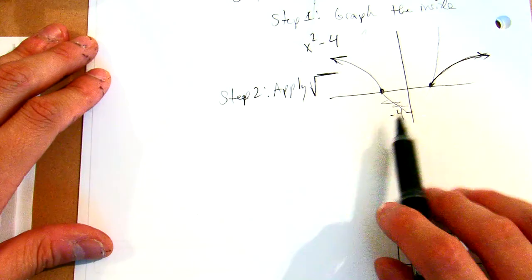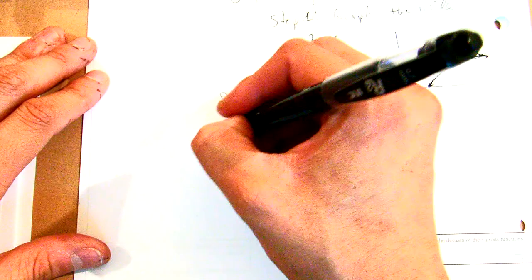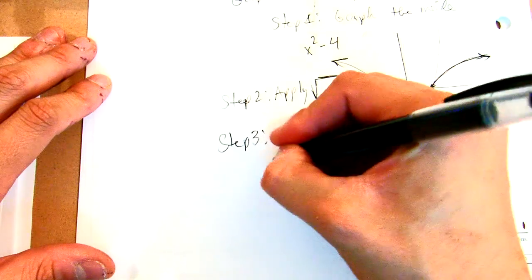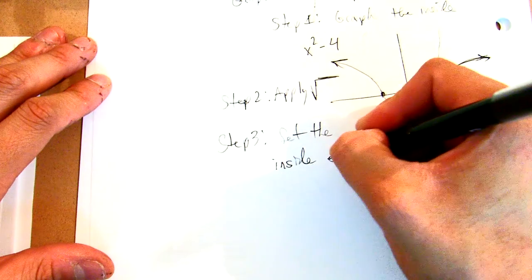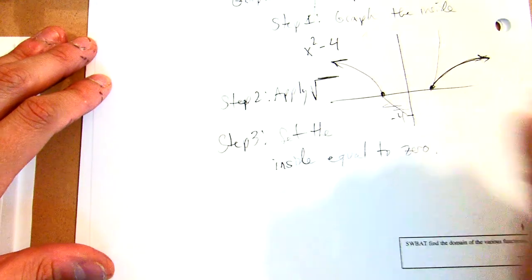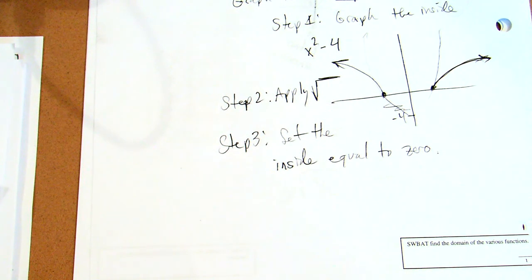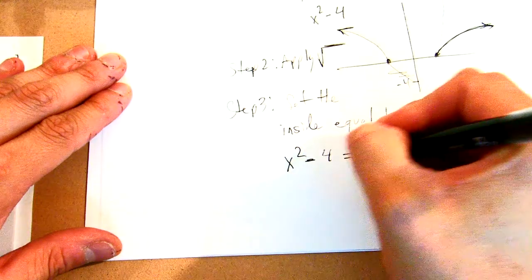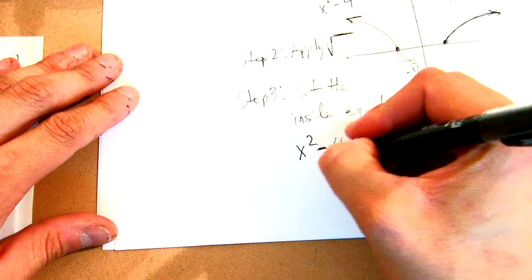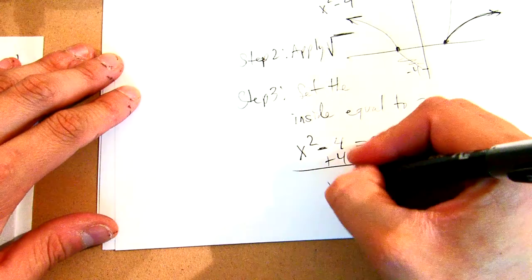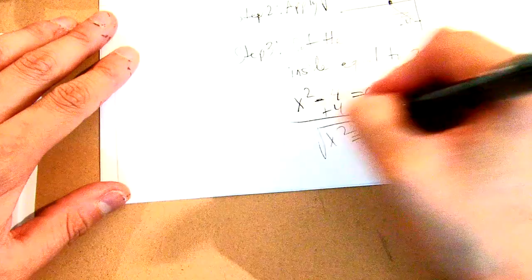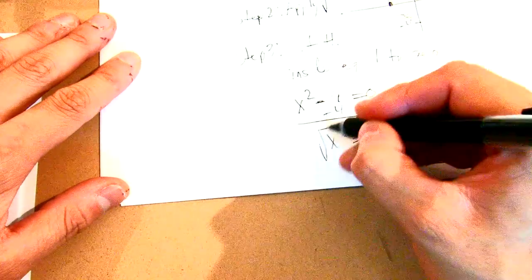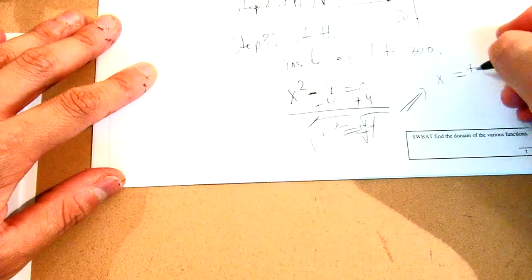And then we want to find exactly where it hits here, right? So we're going to do step 3. And if we remember, step 3 was set the what? Inside equal to 0. So let's set the inside equal to 0. When I do so, what do I get? X squared minus 4 equals 0. And you just add 4. So you get x squared equals 4. We're going to take the square root of both sides. And I get x equals, the square and the square root cancel, so I get x equals plus or minus 2.